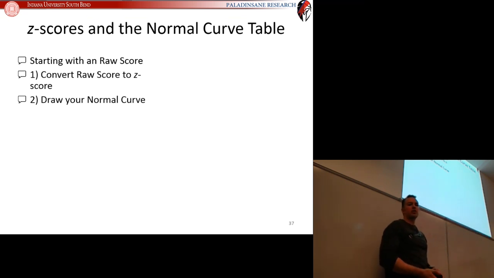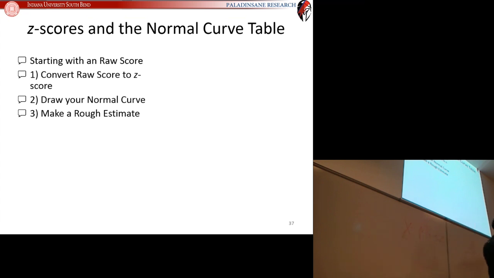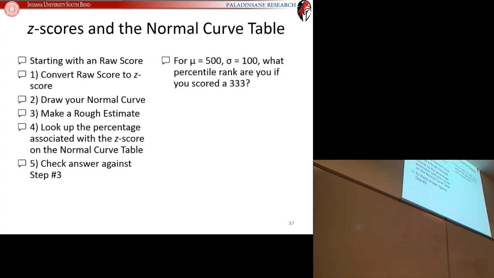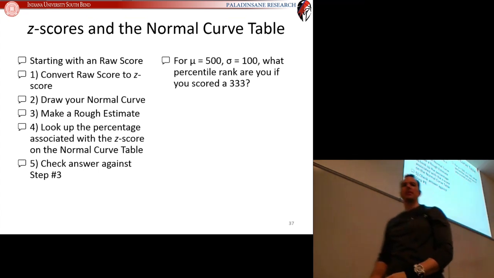So step 2, draw your normal curve. Step 3, make a rough estimate. Step 4, you look up the percentage associated with that z-score that you calculated in step 1 on the normal curve table. Step 5, you check your answer against your estimate in step 3, and that is the 5 steps. So let's put those in action with this demo problem here.